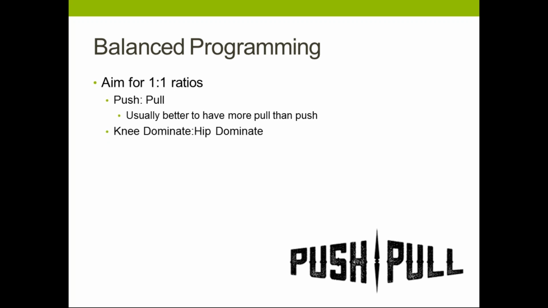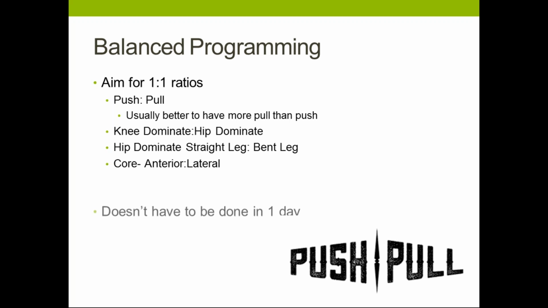Watch for that knee dominant, hip dominant ratio. Try to keep them 1-to-1 as well. Same thing goes with hip dominant straight leg and bent leg. Try to keep those to a 1-to-1 ratio. Core anterior, lateral, what you're looking at there is a 1-to-1 ratio with them as well. Everything you do anterior, make sure you do lateral when it comes to that core work.